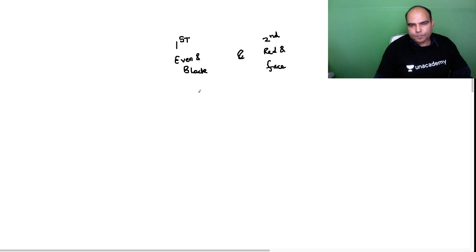So when I talk about the first card being even and black, I am taking out from 52 cards. And the probability of the first card being even and black is out of 52 cards. Even and black cards are the cards 2, 4, 6, 8, 10. There are 5 cards which are even in clubs. The 2 black suits are clubs and spades. So there are 5 cards in clubs and 5 cards in spades. So this will be 10 out of 52.